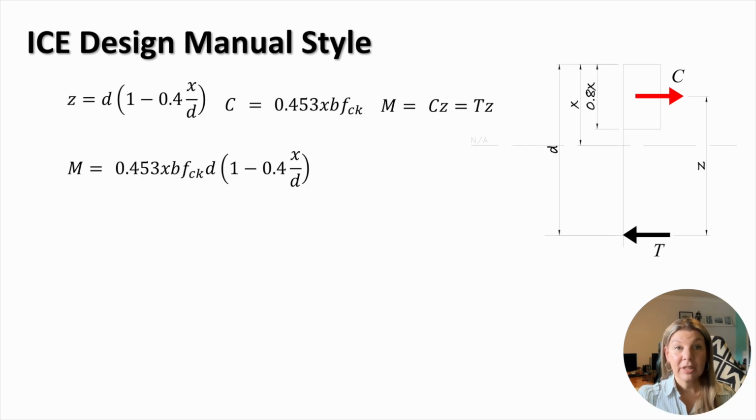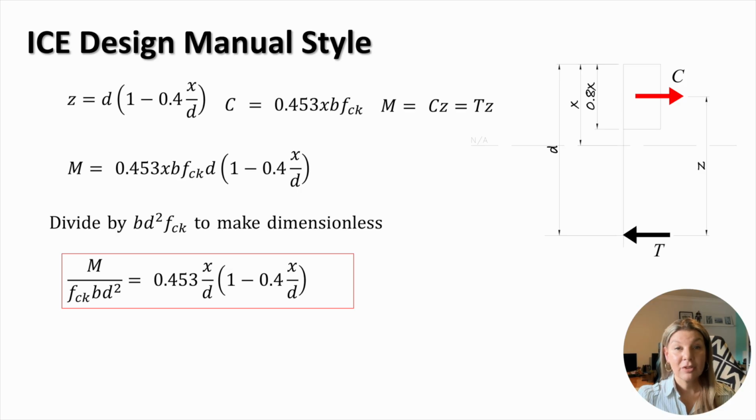We'll start by considering the expression for moment, which we looked at in the previous lecture. Dividing this expression by B times D squared times FCK leads to the following non-dimensional relationship. The left-hand side of this relationship is the non-dimensional parameter K, while the right-hand side depends on the non-dimensional X to D ratio. Equilibrium of forces in the section results in the following equation, and dividing both sides of the equation by B times D times FCK and rearranging leads to the following non-dimensional relationship, where the right-hand side depends on the non-dimensional X to D ratio.